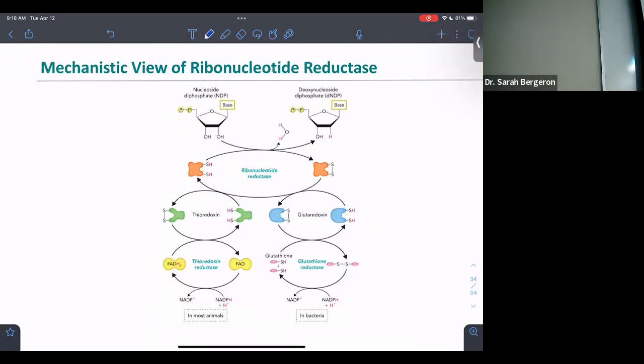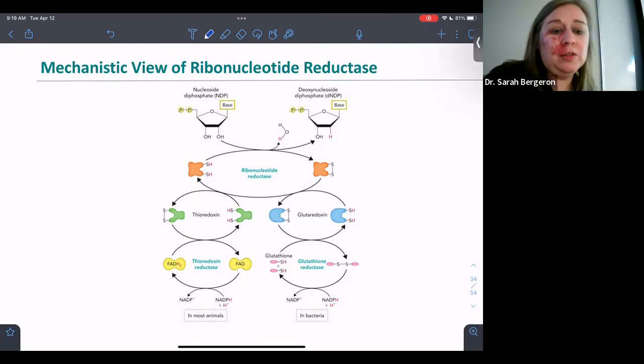It requires NADPH. But does the enzyme actually use NADPH? No. Just needs the electrons. And NADPH is the electron donor. And then we have to go through this series of reactions in order to transfer those electrons to the ribonucleotide reductase. Now, it's different. This pathway is different in animals than it is in bacteria. But if you look at the structures of the intermediates that hold those electrons, structurally they look the same. So they're not the same gene, but they structurally look the same.